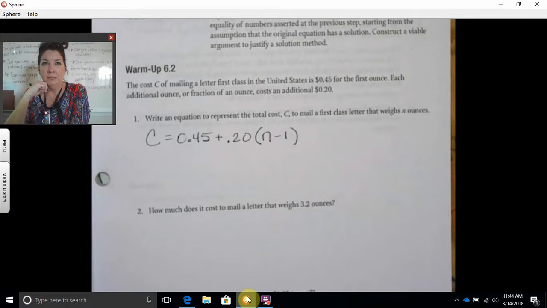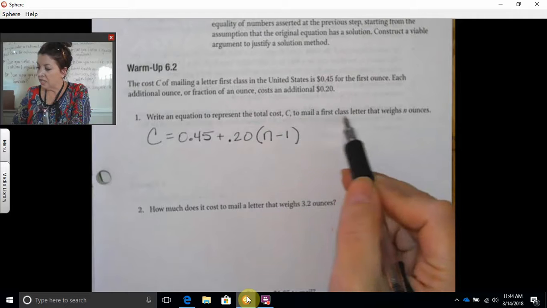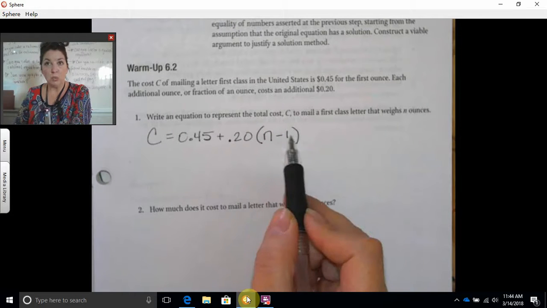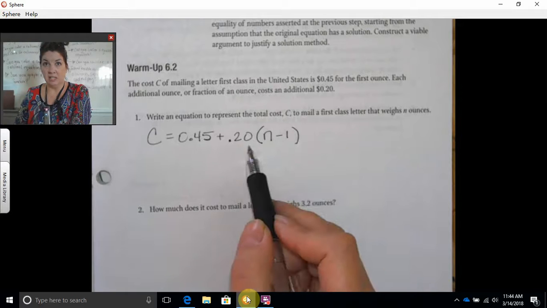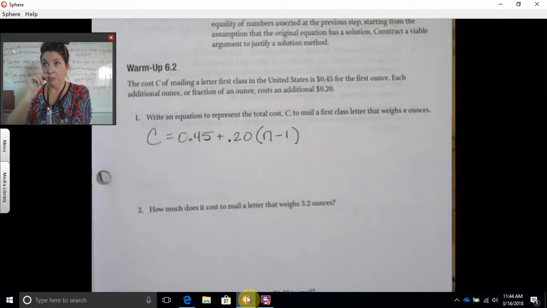Know what I'm saying? So if a first class letter weighs n ounces, so however many ounces minus 1, 20 cents for each one of those, because you already paid 45 cents for the first ounce. Does that make sense? Yes. Okay.